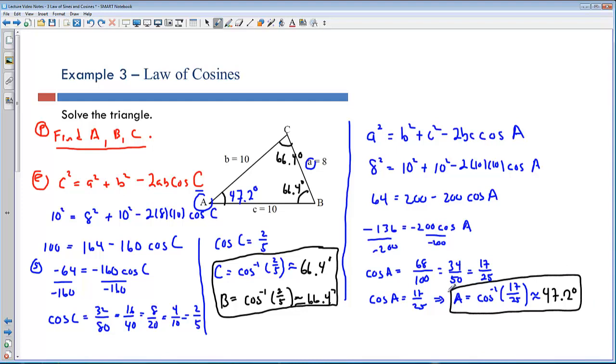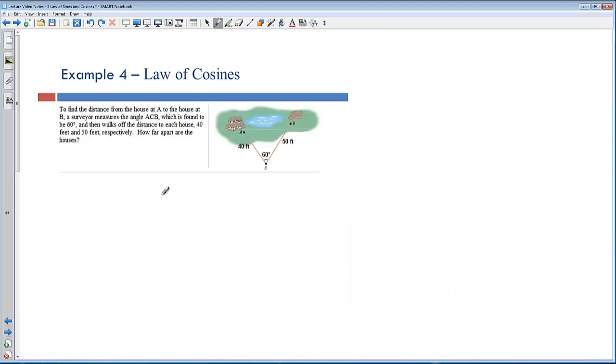Let's move on and let's do a word problem now. And so in this problem, we want to find the distance from the house at A to the house at B. So we're looking for this distance from here to here. If you like, we could call this C.